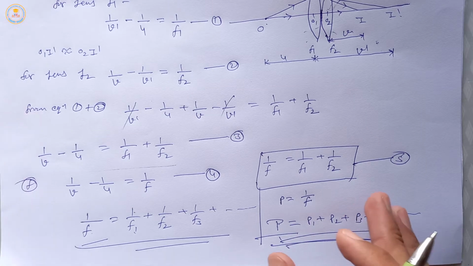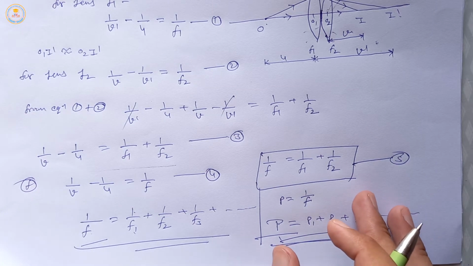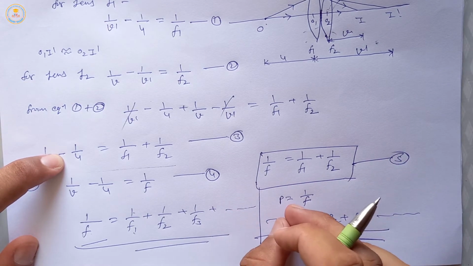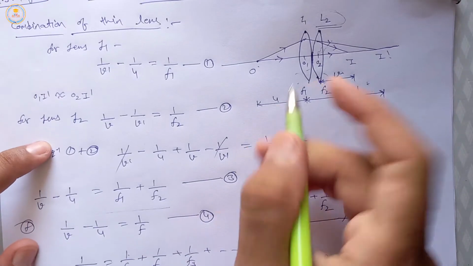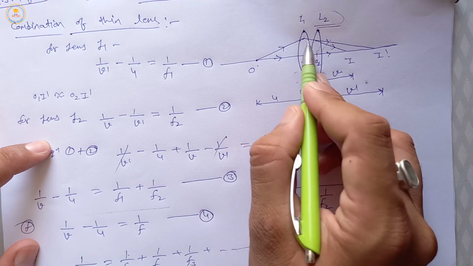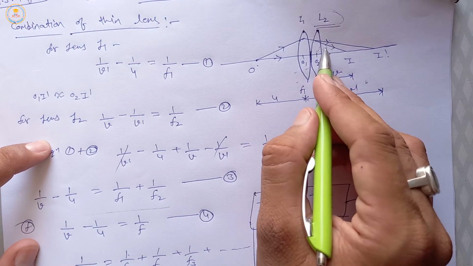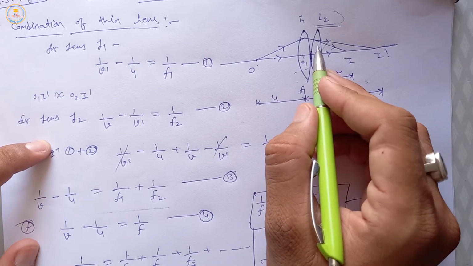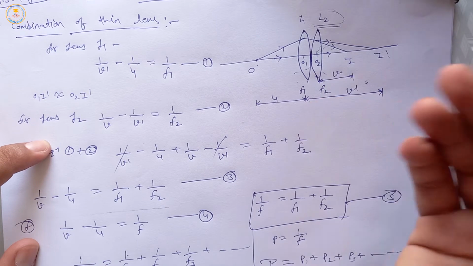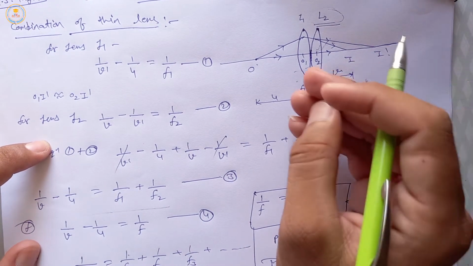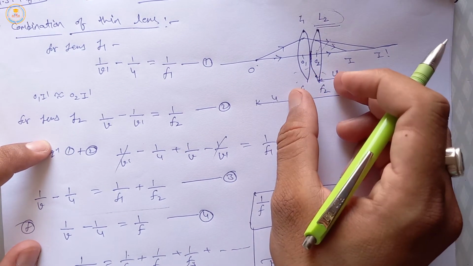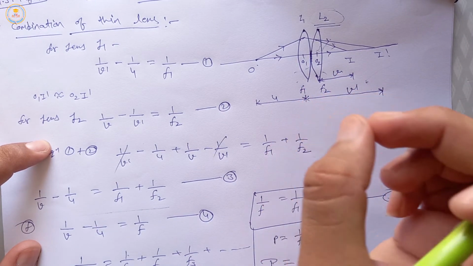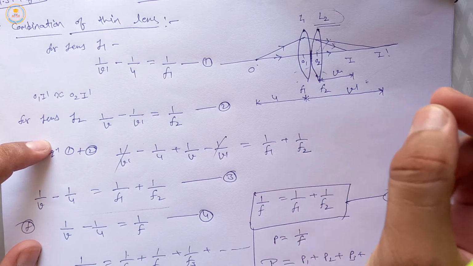Okay. Here we can say the image formed by the first lens works as an object for the second lens. Okay, and similarly the image formed by the second lens works as an object for the third lens. Okay, this indicates that the total magnification is the product of individual magnifications produced by the lenses.